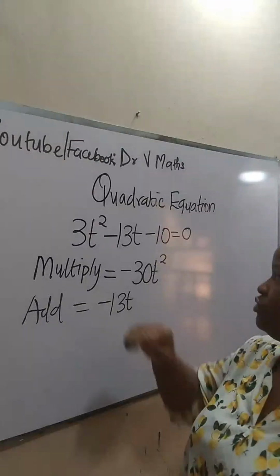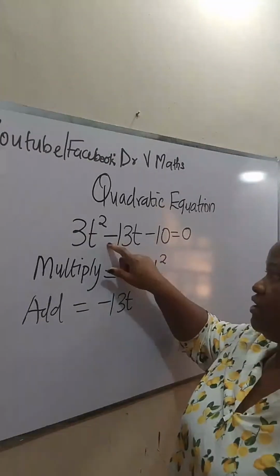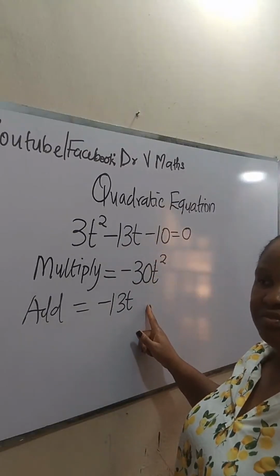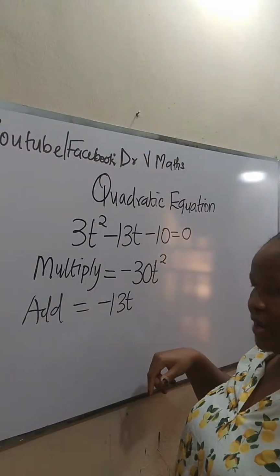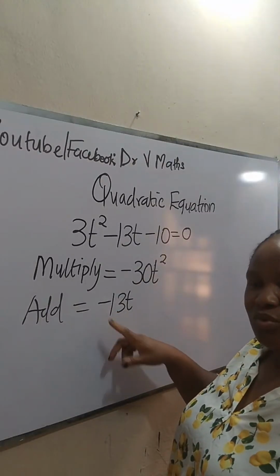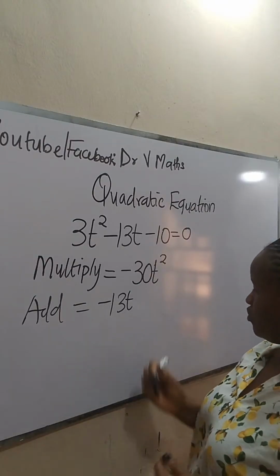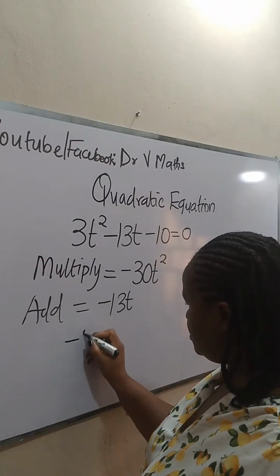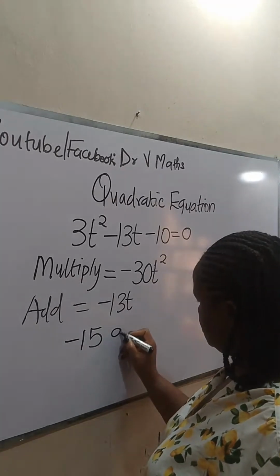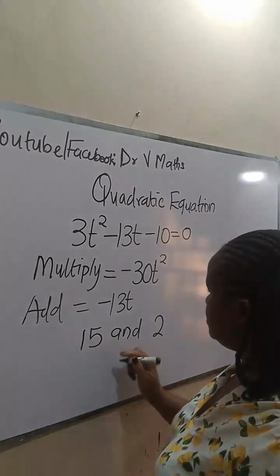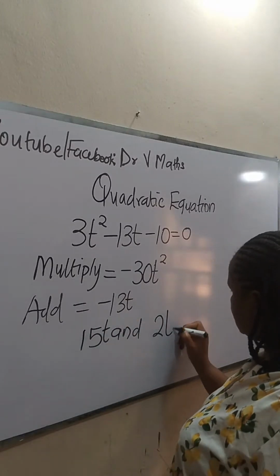Now, remember I told you, whenever you have negative here, the possibility that any of them could be negative is considered. Because we're working with negative, we have to be considering negative while solving this. Okay, let me show you now. So we have 15t and 2t.